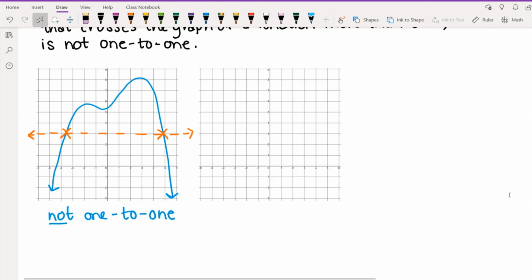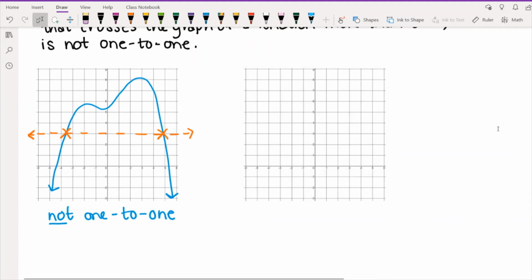So what does it look like if it is one-to-one? Well, we saw an example a moment ago. I'll sketch a different example. So if we had a function that maybe looked like this, this function is one-to-one because anywhere you draw this horizontal line, it's only going to cross the graph once. So this one is one-to-one.